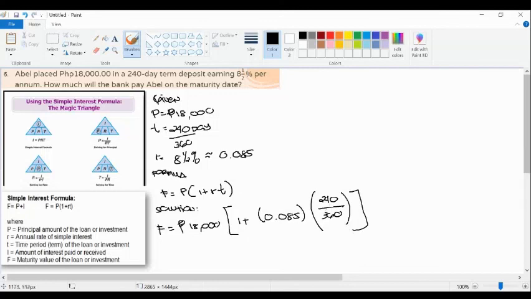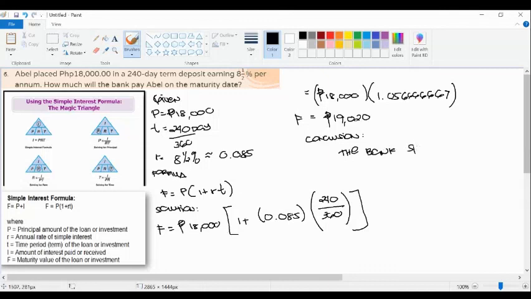Now, you're going to question me why I didn't give the answer for this: because it will give you lots of decimal numbers. So you can try it on your calculators. 18,000 multiplied by 1.05666..., that will give us an answer of 19,020 pesos. So therefore, the bank should pay Abel 19,020 pesos.